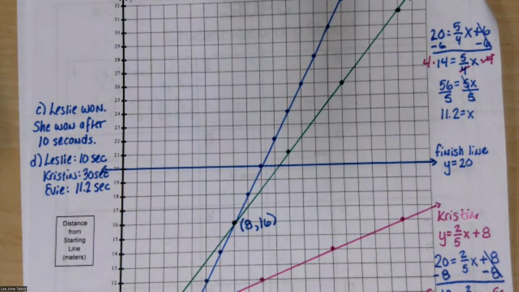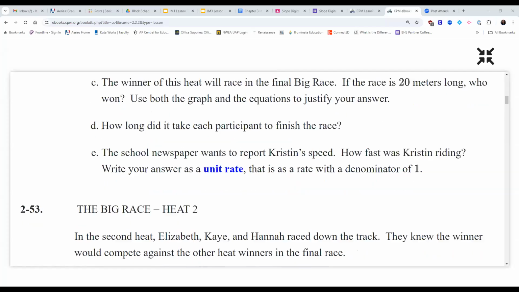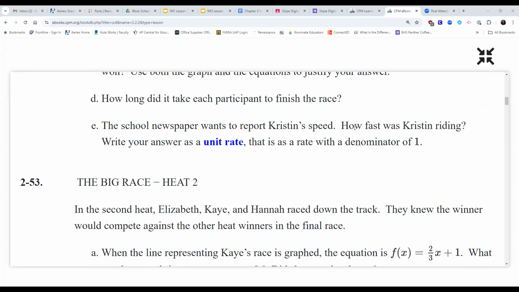Man, got a lot of math going on in the margins of this graph. Okay, we have one more question. Tell me it's easy. The school newspaper wants to report Kristen's speed. How fast is Kristen writing? Write your answer as a unit rate, that is, as a rate with a denominator of 1.